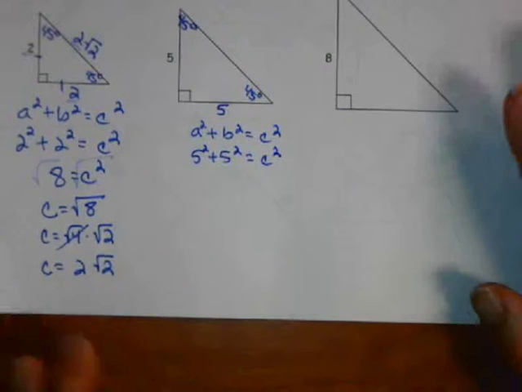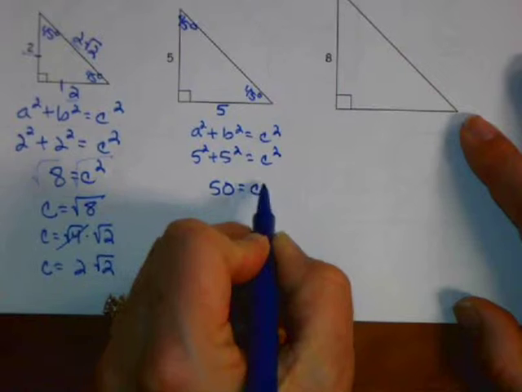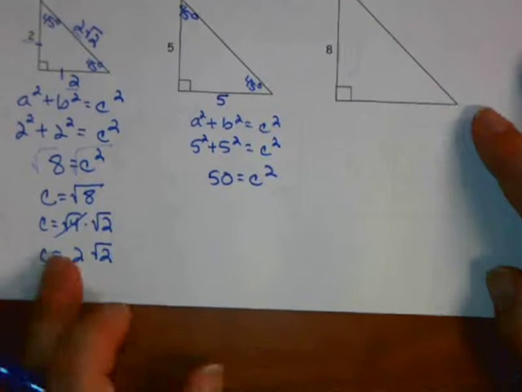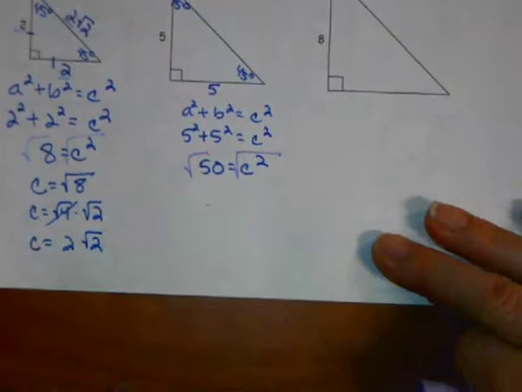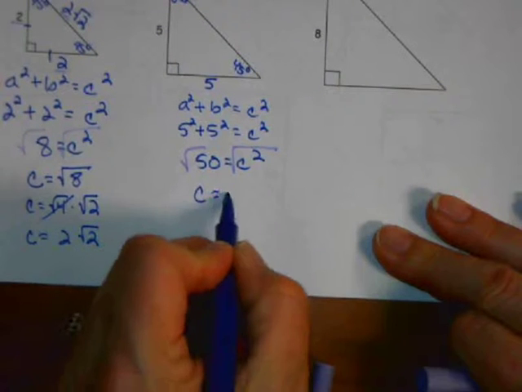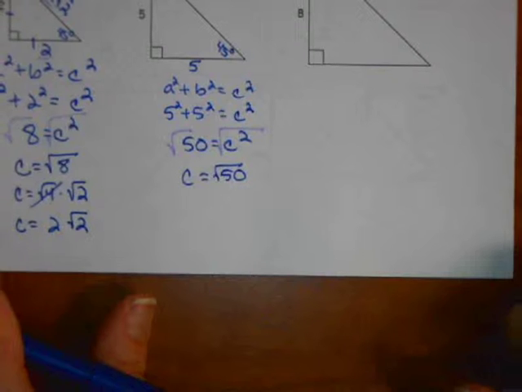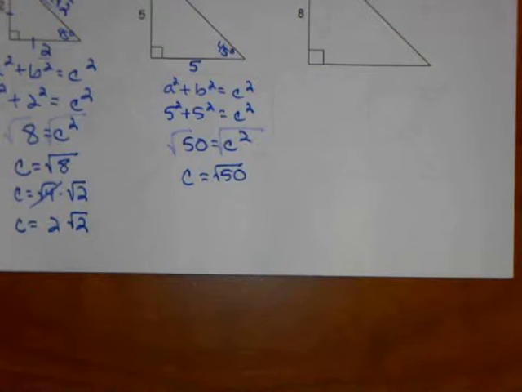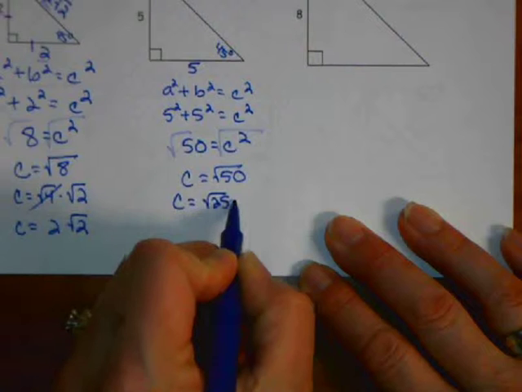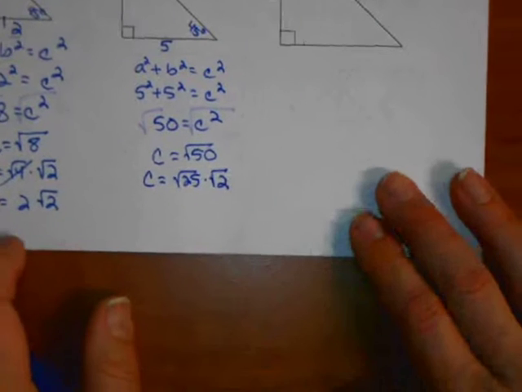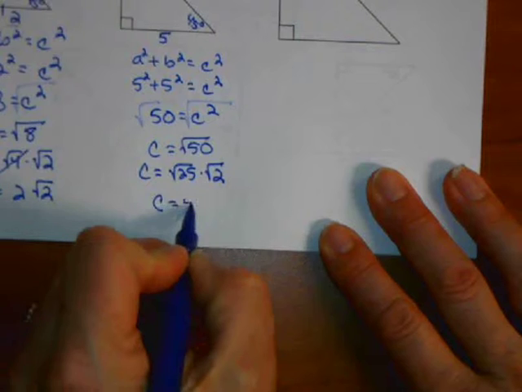What is 5 squared? So what's 25 plus 25? 50. Okay, I'm going to take the square root of both sides. However, I do not want just this. I want the simplified form of that. Does 50 have a perfect square factor? 25. So I can write it like this. And what's the square root of 25?